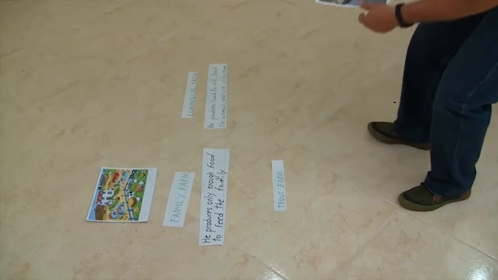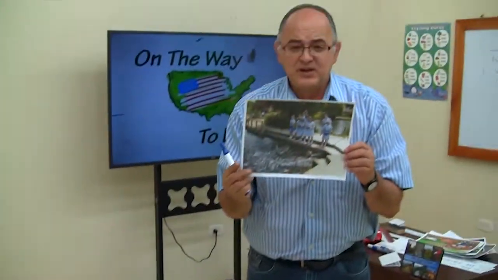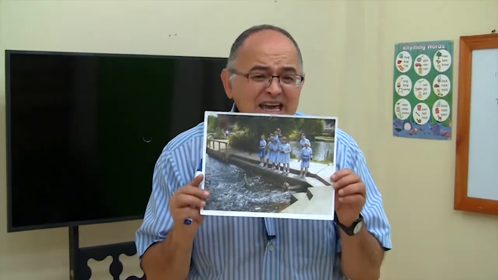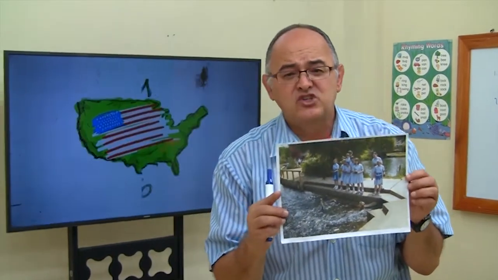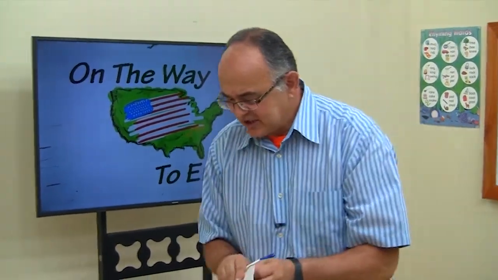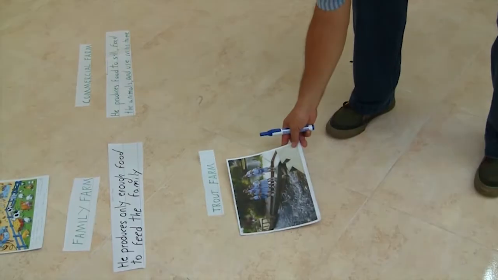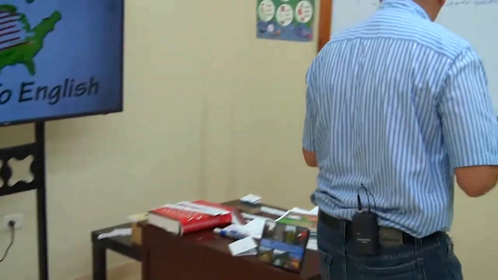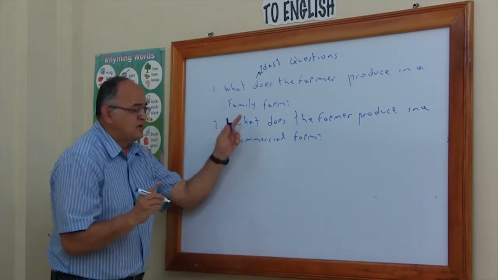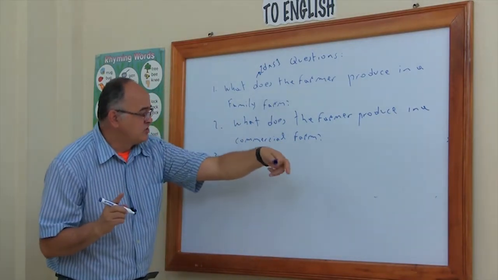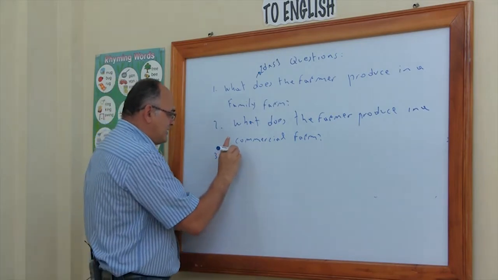And then we have the picture of the trout farm. In Jardín, there are many trout farms. People go to the trout farms and they have a good time because they can fish and they can also eat the trout. So let's put it here, the trout farms. So if I need a question here, what could be the question? The question is the same model. What does the farmer produce in a trout farm?